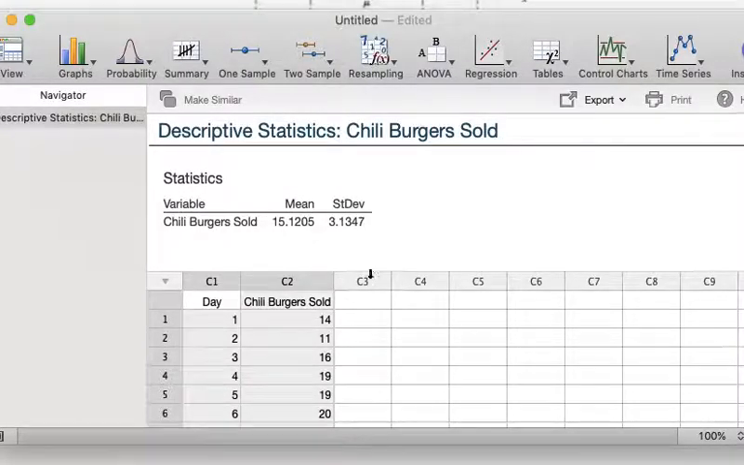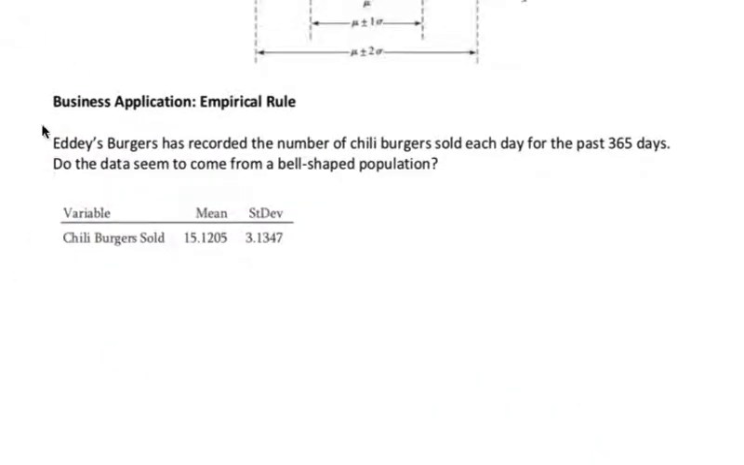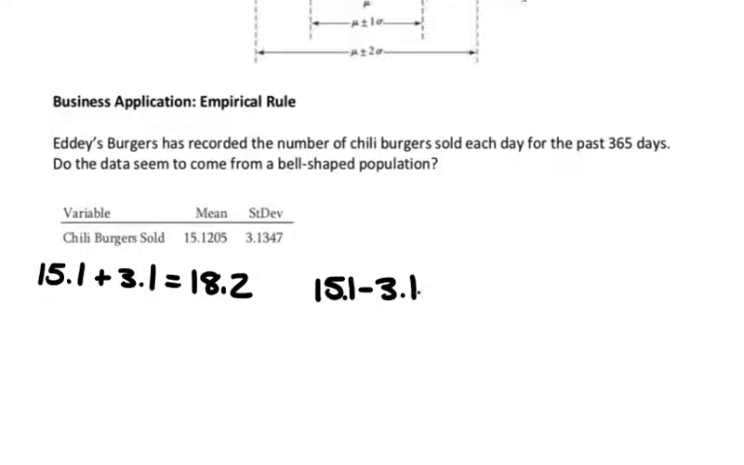So this is the data set and we have the mean and standard deviation. What I need to do next is figure out what the mean plus the standard deviation and the mean minus the standard deviation are, and then figure out if 68% of the data is within that range. I'm going to round these numbers to tenths. The mean plus the standard deviation is 15.1 plus 3.1, which is 18.2. Now we take the mean and subtract the standard deviation, 15.1 minus 3.1, and that equals 12.